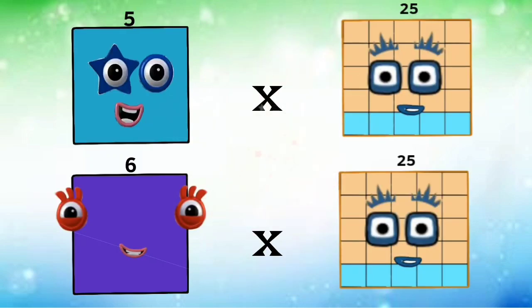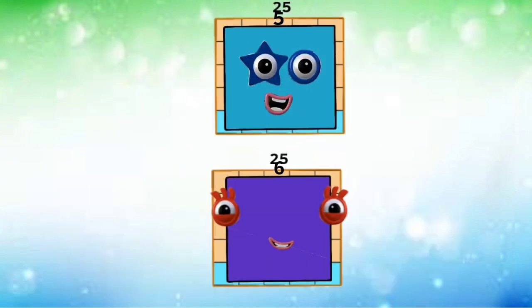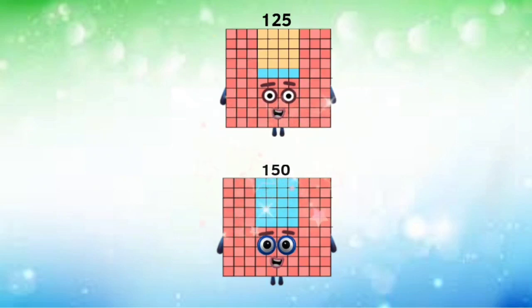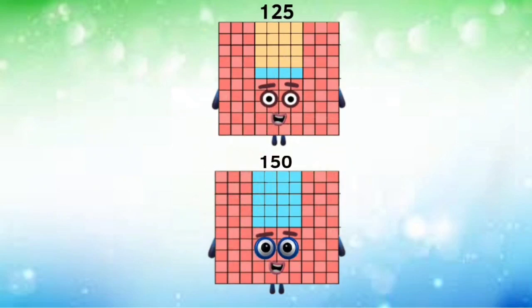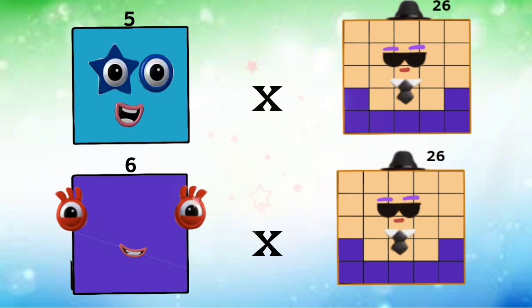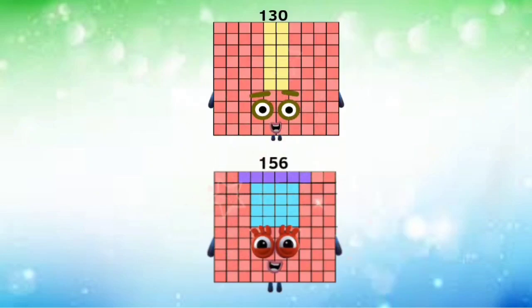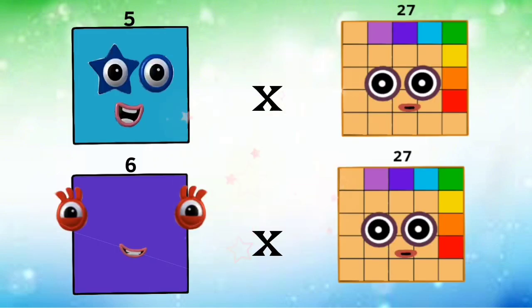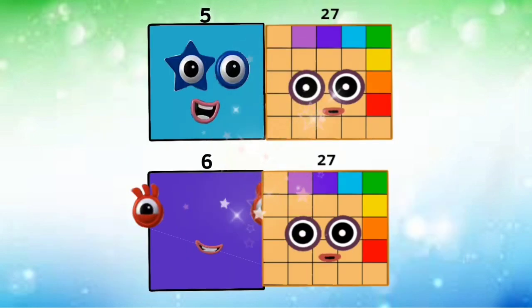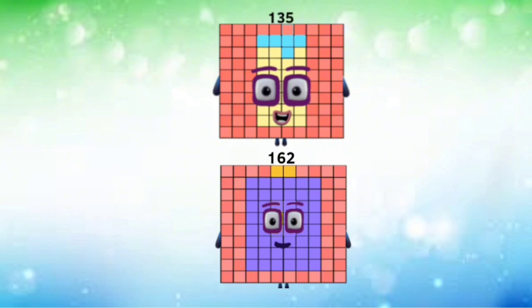5 and 6 times 25 equal 125 and 150. 5 and 6 times 26 equal 130 and 156. 5 and 6 times 27 equal 135 and 162.